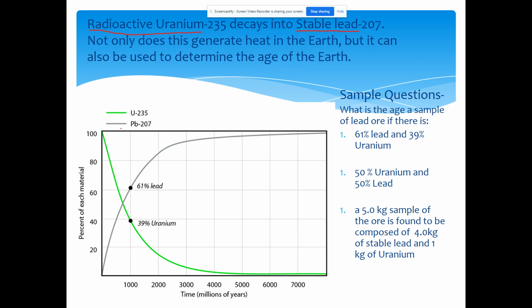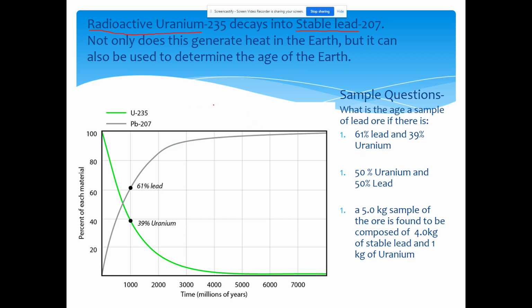So all of your uranium-235 can decay into lead-207, and then you no longer have this. When that happens, there will no longer be heat being generated inside of the earth. But this is a very slow process, and it takes a long time.